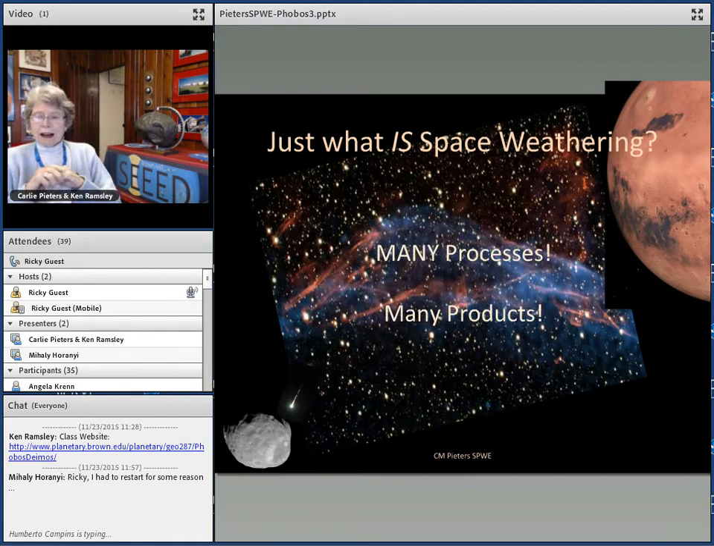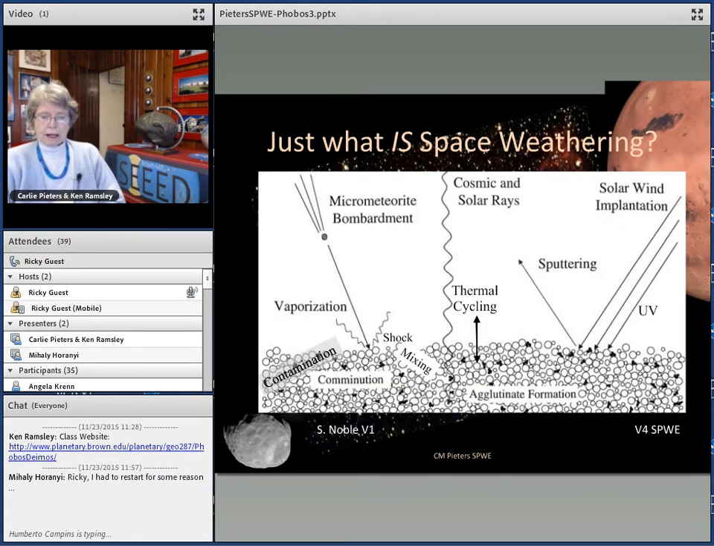Now, I want to emphasize, and this will be a theme you'll hear over and over through this discussion, there are many processes involved and there are many products. So it's not one process, it's not one product, but there are many that are interwoven depending on where you are in the solar system. Here's a figure that summarizes that.